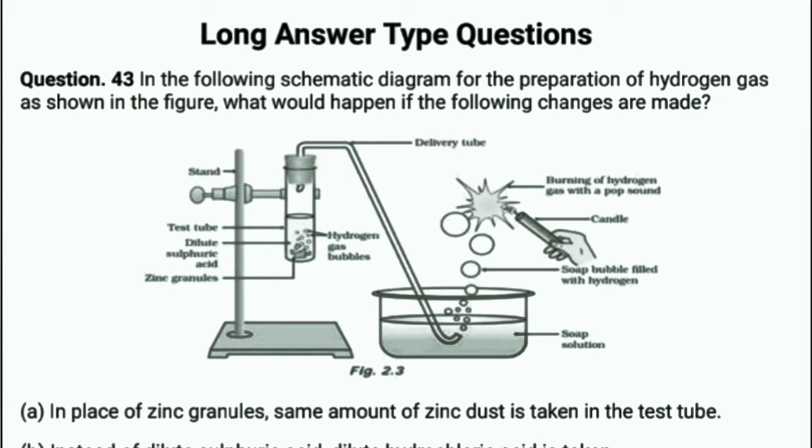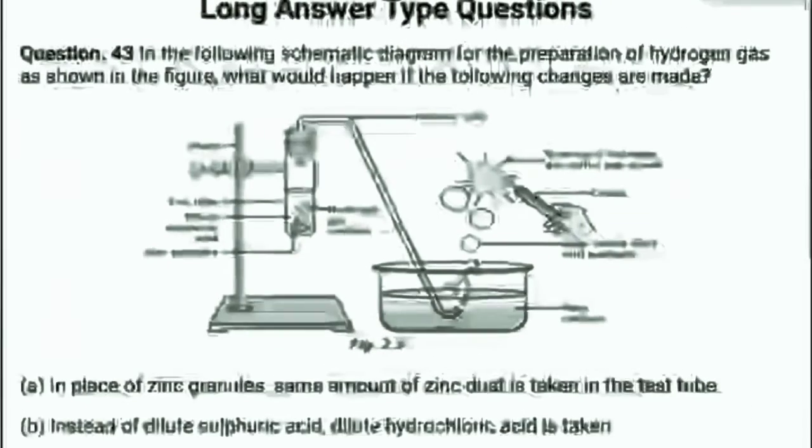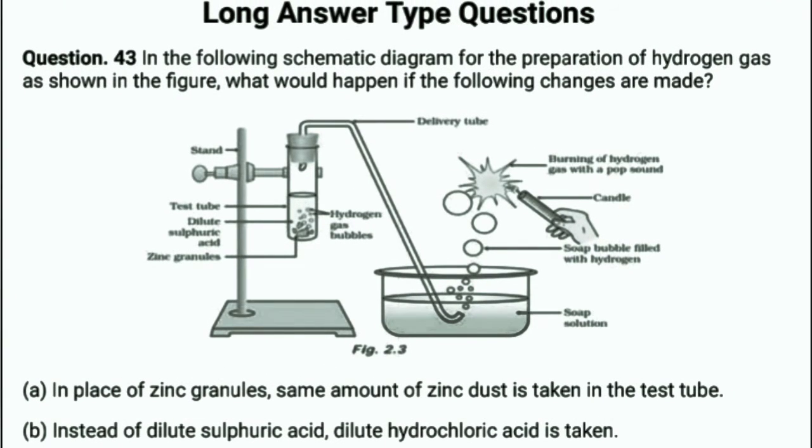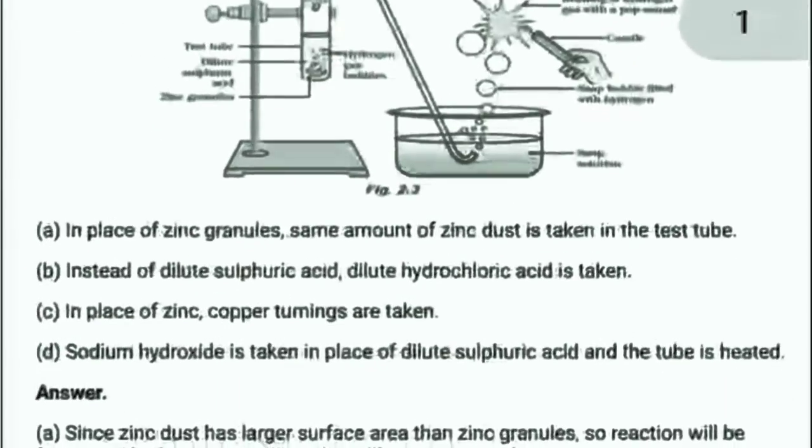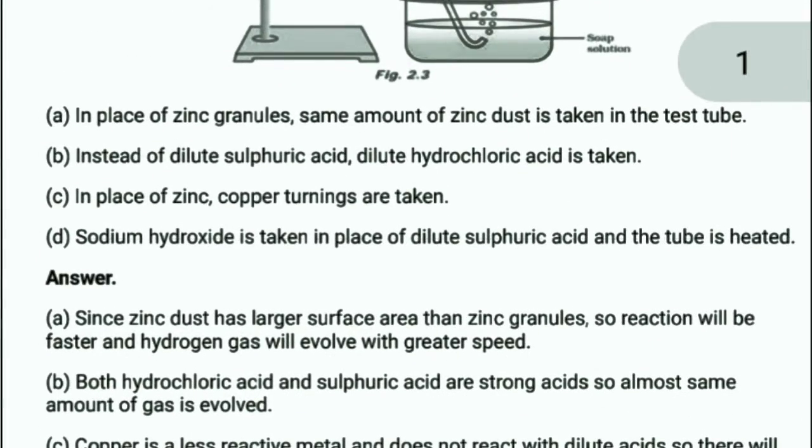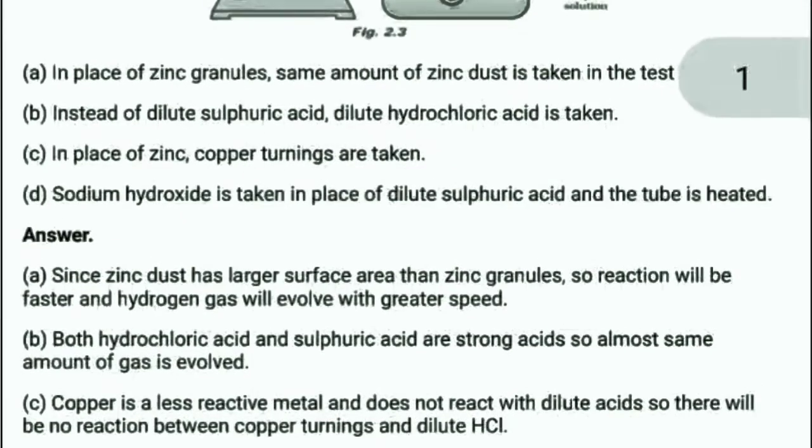Long answer type question. In the following schematic diagram for the preparation of hydrogen gas as shown in the figure, what would happen if the following changes are made? In place of zinc granules, the same amount of zinc dust is taken in the test tube. Instead of dilute sulfuric acid, dilute hydrochloric acid is taken. In place of zinc, copper turnings are taken. Sodium hydroxide is taken in place of dilute sulfuric acid and the tube is heated.